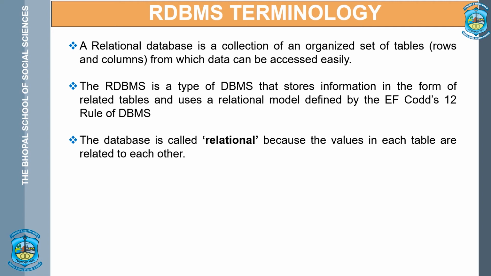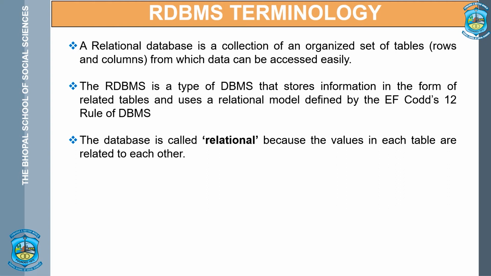And this is the important point. How do we define a normal database to be a relational database? A database is called relational because the values in each table are related to each other. There are situations where there is some kind of relationship amongst the table values. Such relationships can be represented using the concept of relational DBMS.